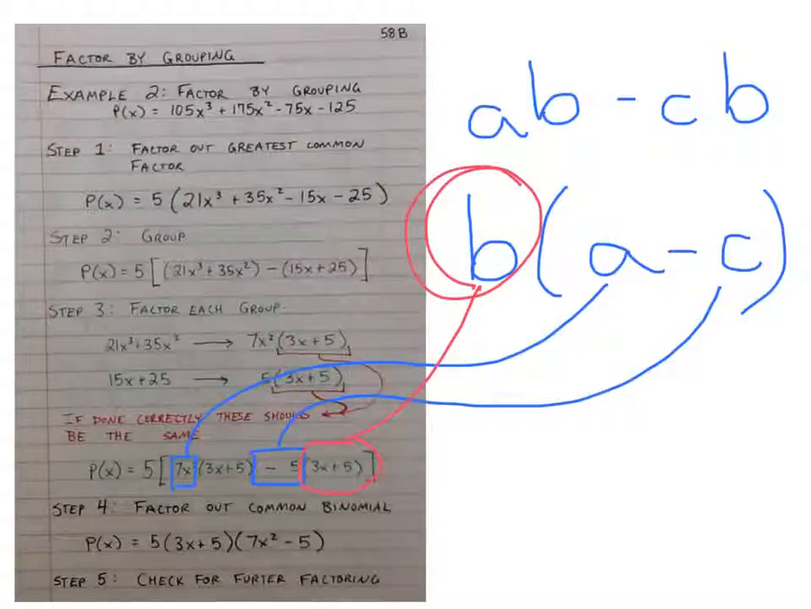And then the final step is to check for any further factoring, and it would appear as though we don't have any difference of squares. There's no other factoring that's readily visible to us. So the problem, as far as we know, is complete. And we can move to the next one.